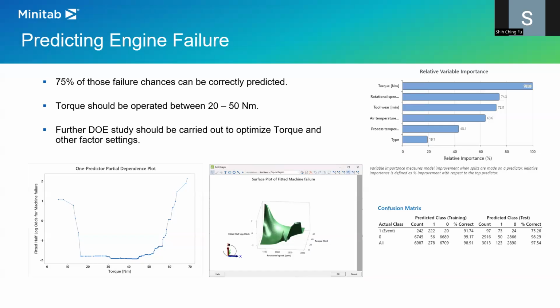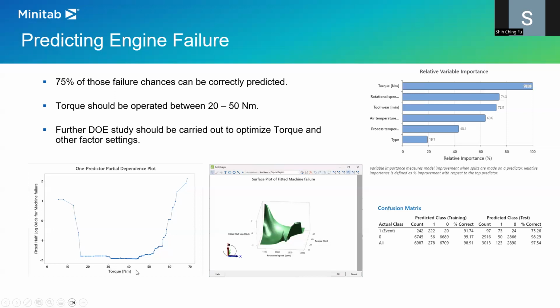Starting from the beginning, if you don't apply any model to identify certain conditions, the chance is only 3%. But if you apply the model with the algorithm, you can identify the failure correctly 75% of the time. That's a big improvement. We can also plot this graph called the partial dependency plot, which tells you how torque correlates, how different torque is associated with the chance of failure, which is the log odds for machine failure.